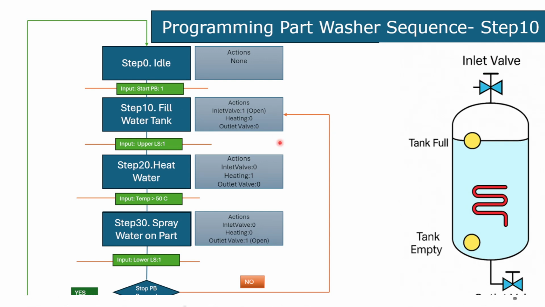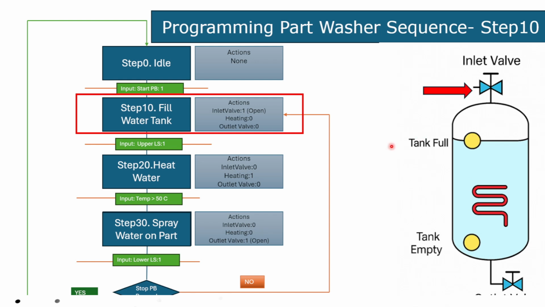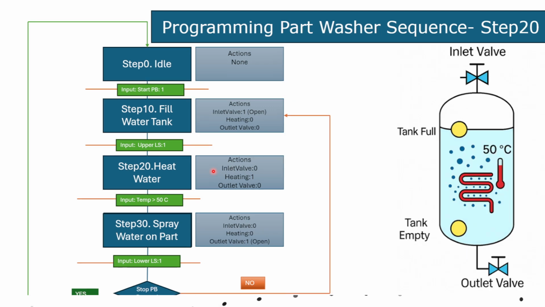Okay. So we go to the next step, and now we are in step 10. Since we are in step 10, the action is inlet valve open. So we open this inlet valve and the tank is filled with water. So we're indicating the action is inlet valve open, and the transition condition is tank is full. Once the tank is full, which is this transition condition, tank full, the sequencer will index to the next step, which is step 20.